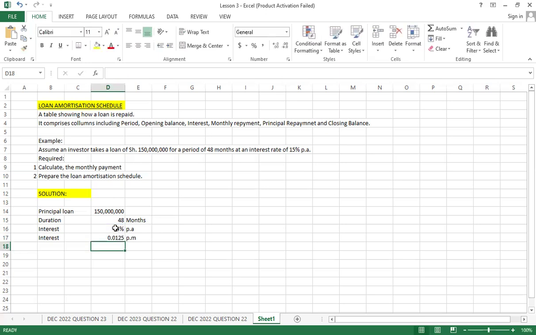And so what you get is about 0.0125. Just leave it at that. You can convert it to percentage if you want, but there is no problem even if we work with it as this 0.0125. Because the interest accrues monthly, from the interest rate for the whole year, you must get the rate per month that way.